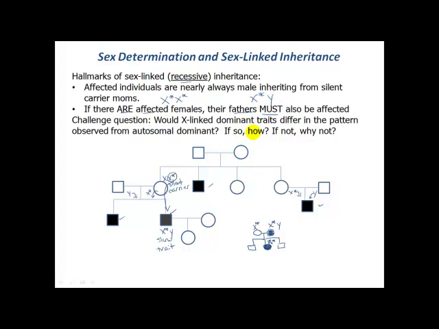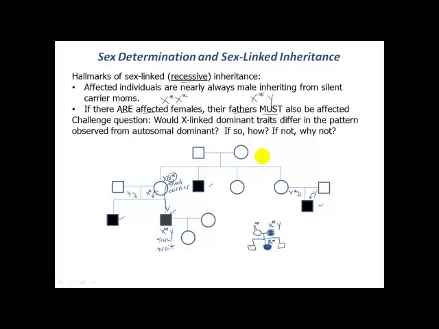All right? Now, here's a question for you to consider. This is with reference to recessive traits, which can be masked by a dominant allele on the other chromosome. Would dominant traits differ in their pattern from autosomal dominant traits? So would X-linked dominant traits be inherited in a different fashion from autosomal dominant? And if so, how? If not, why not? So think about that, and we'll talk about that more when we have our genetics problem-solving activities in class.